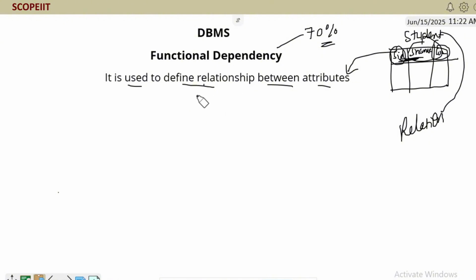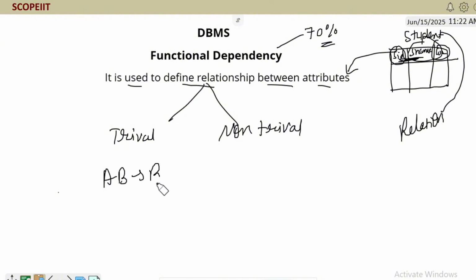Now, there are two types of functional dependency. One is trivial functional dependency and the other one is non-trivial functional dependency. Now, what do you mean by trivial functional dependency? Trivial functional dependency means if all elements of the right hand side are present on the left hand side, then it is known as trivial functional dependency. What is trivial functional dependency? If all elements of the right hand side are present on the left hand side, then it is known as trivial functional dependency.